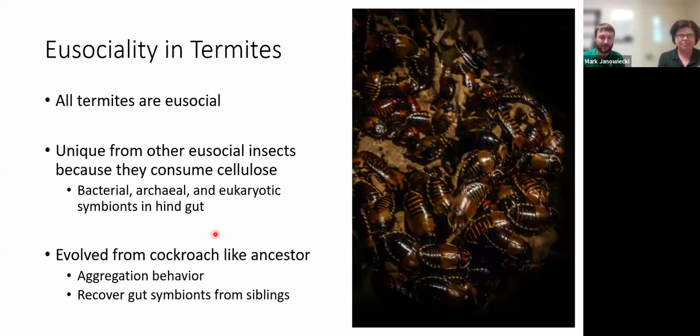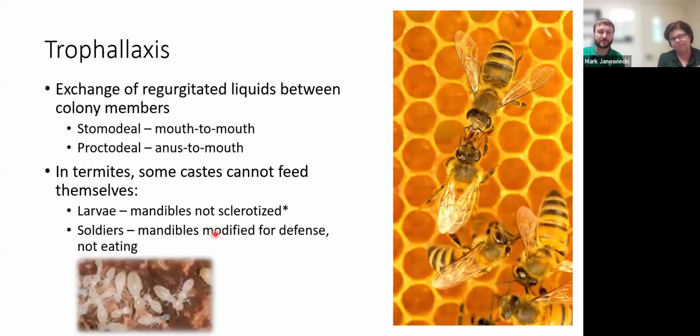And these termites evolved from a cockroach-like ancestor. So this explains their aggregation behavior. They have these gut symbionts, but every time they molt, they have to recover their gut symbionts from a sibling. After they molt, they clear out their gut fauna and molt that part of their gut as well, and have to regain or replant that gut fauna to continue to be able to feed on cellulose. They do this through trophallaxis. Trophallaxis is the exchange of regurgitated liquids between colony members. This can be stomodeal, mouth to mouth, or proctodeal, anus to mouth.